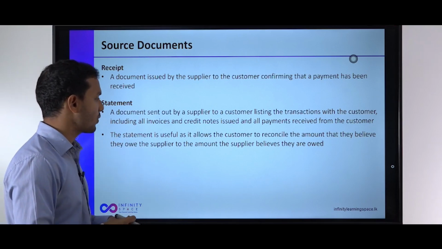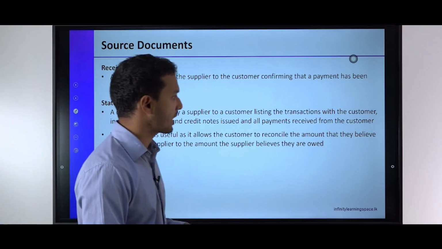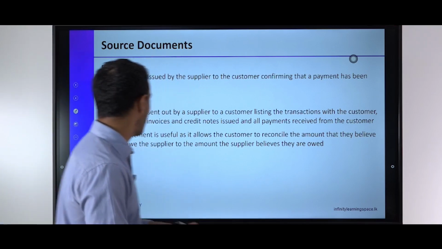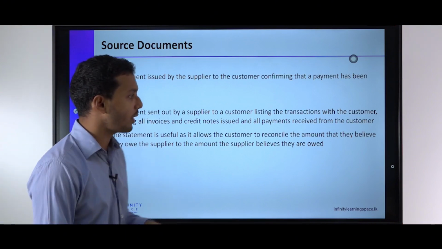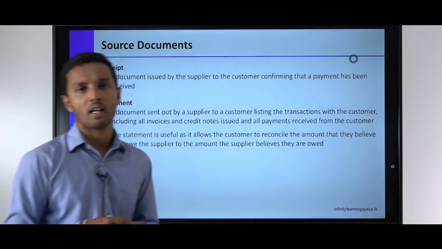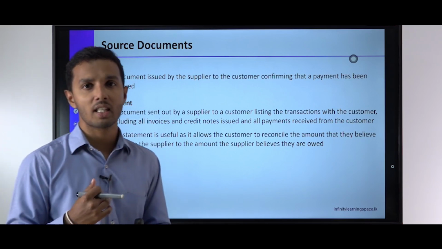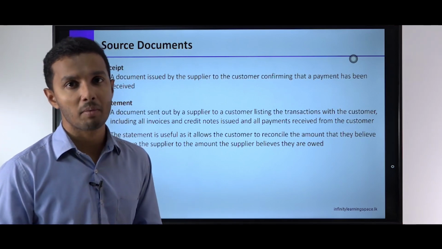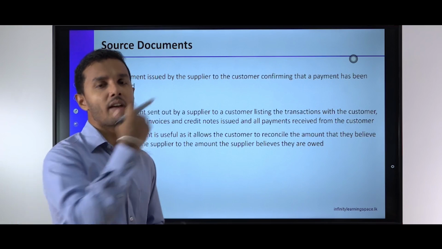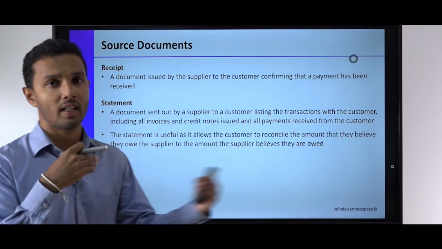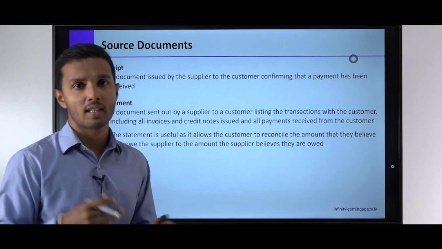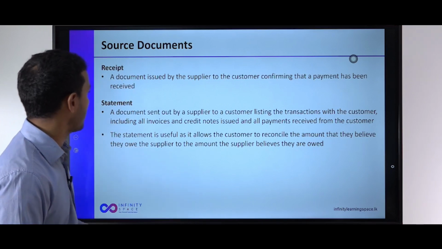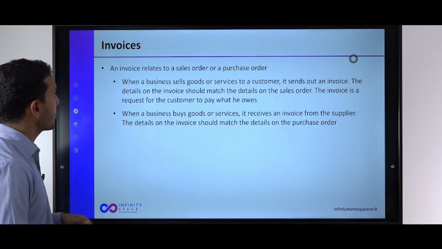The statement is useful as it allows the customer to reconcile the amount that they believe they owe the supplier to the amount the supplier believes they are owed. So when the statement is received, the customer can check whether the amount in the statement matches with what they think they have to pay to the supplier, and if they don't match, the customer and the supplier can talk and figure out why there is a difference. Right. So those are the source documents.